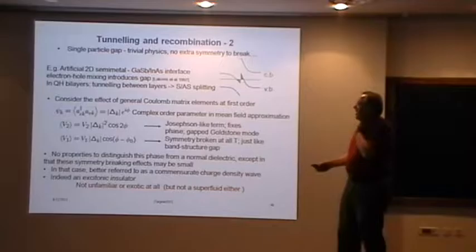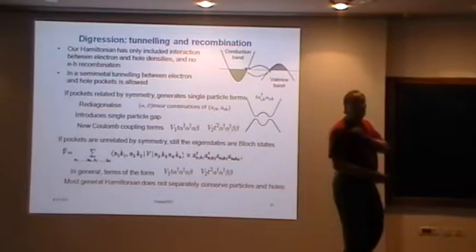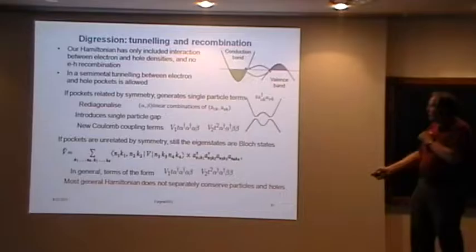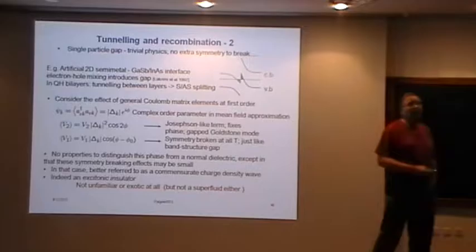Even if you don't have this term, the pair tunneling term, I'll point out, has alpha dagger beta, alpha dagger beta, so this is delta times delta, plus conjugate. This is not delta times delta star. So you have from this term something which depends, again, on the phase of the order parameter.